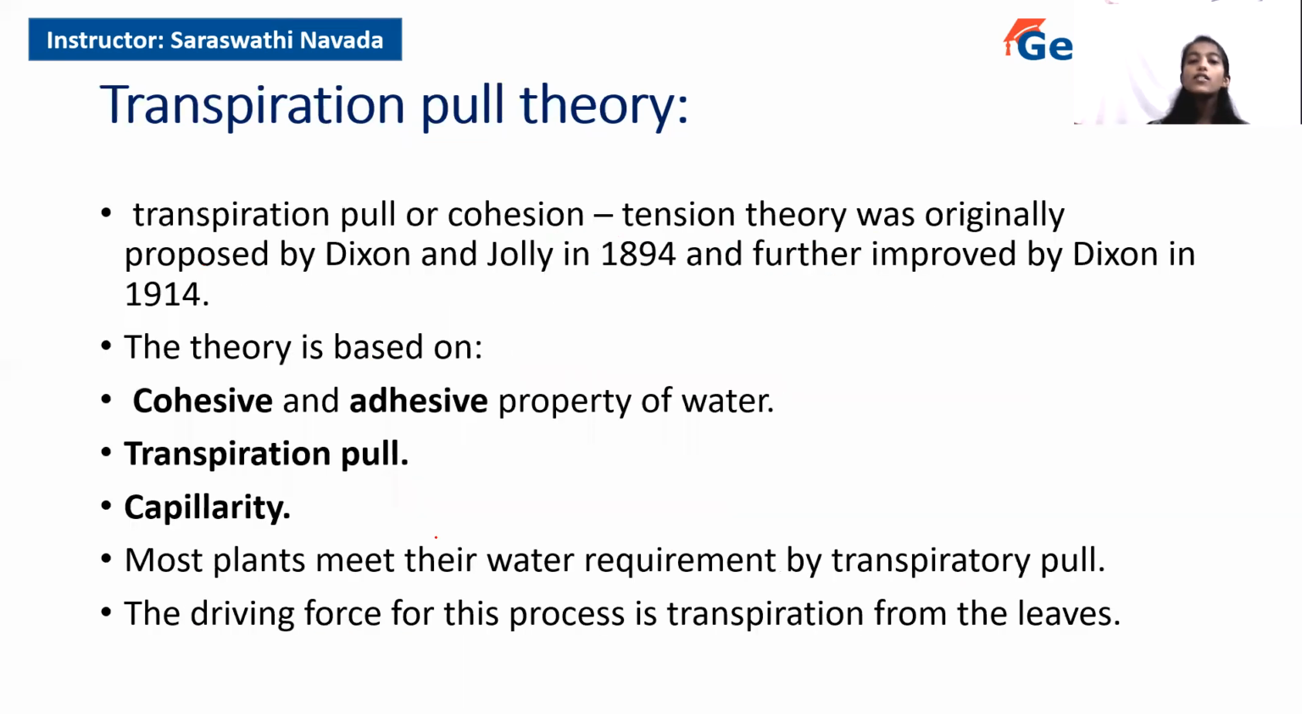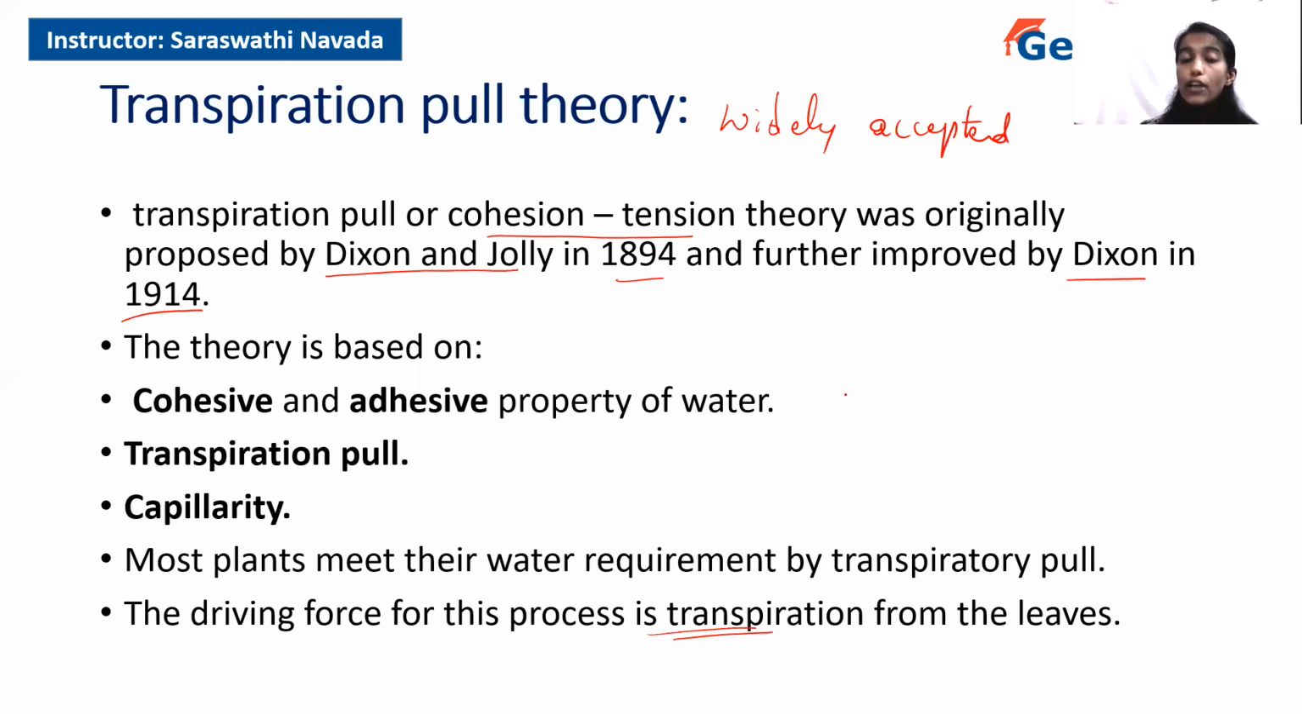So next one is the transpiration pull theory. This transpiration pull theory is a widely accepted theory to explain the ascent of sap in taller plants. It is also called the cohesion tension theory, which was originally proposed by Dixon and Joly in the year 1894, and further improvised by Dixon in the year 1940. According to the transpiration pull theory, the phenomenon called transpiration is responsible for pulling the water from root to shoot.